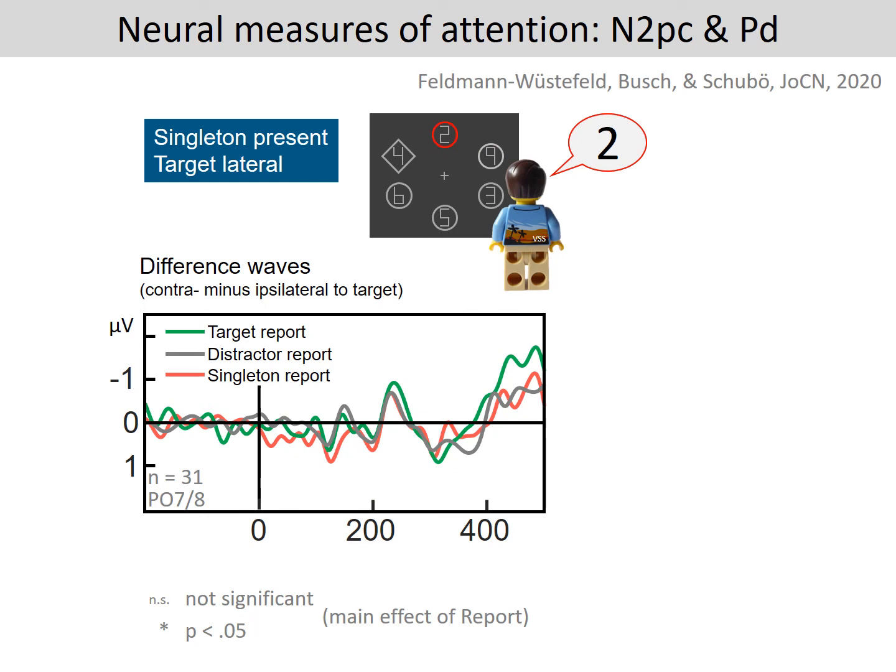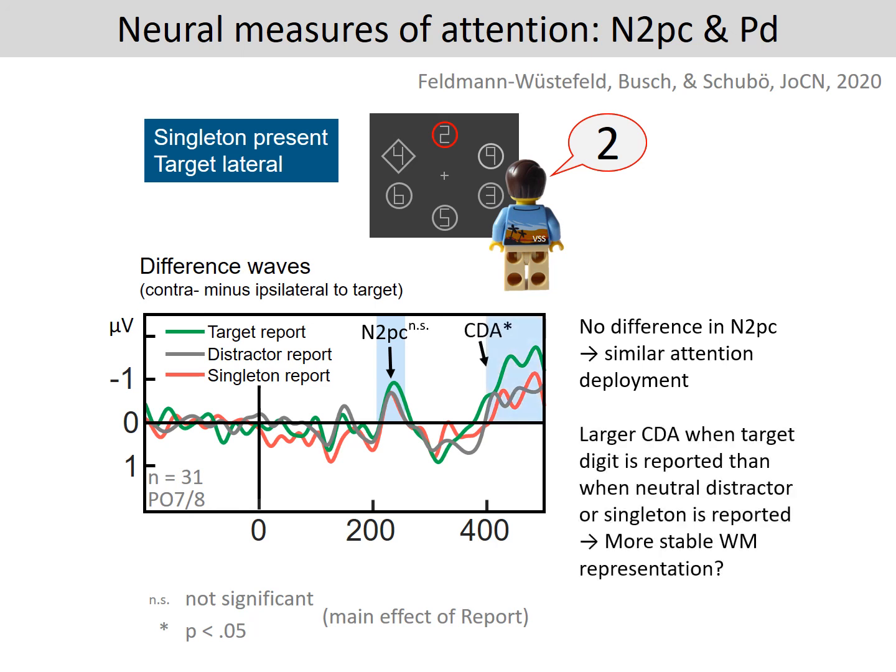Now let's have a look at the target lateral trials. Here you can see that the targets elicited an N2PC, so they were attended, but the N2PC amplitude did not vary as a function of what item was reported. This suggests that how much attention was deployed towards the target did not determine if the correct item was reported. The target, just like the singleton, also elicited a CDA component. The CDA was largest in correct trials, suggesting that the encoding of the target contributed to the successful report of the target identity.